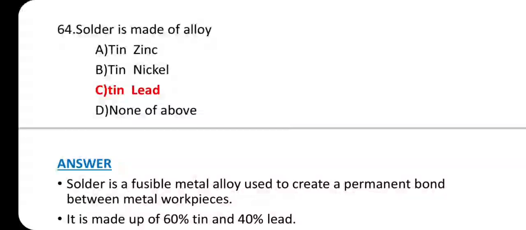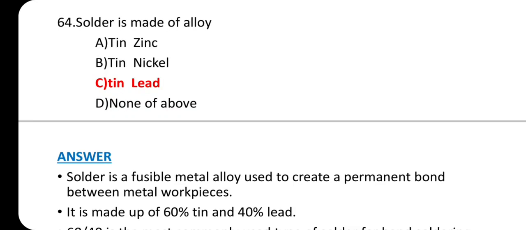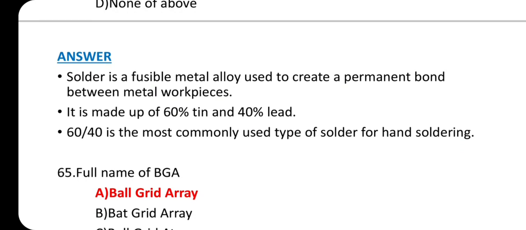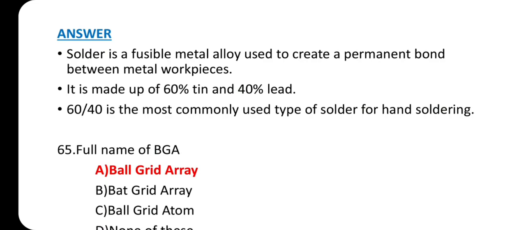64. Solder is made of alloy. Answer is option C, tin and lead. Solder is a fusible metal alloy used to create a permanent bond between metal workpieces. It is made up of 60% tin and 40% lead. 60:40 is the most commonly used type of solder for hand soldering.